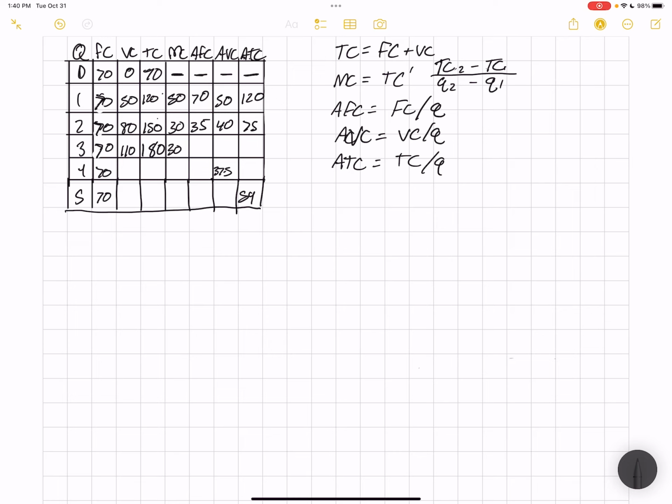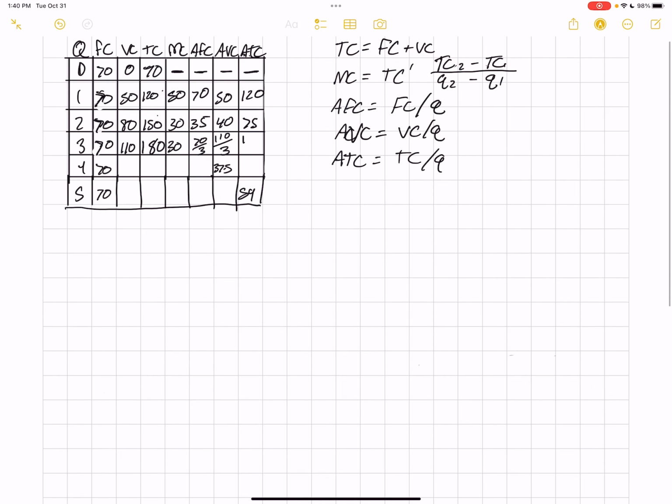I'm just going to put 70 over 3 because it's a repeating decimal, and I don't want to deal with it. Our average variable cost, again, is variable cost over quantity. So 110 over 3, and average total cost is total cost over quantity. So 180 over 3 is something we can solve out, and that's 60.